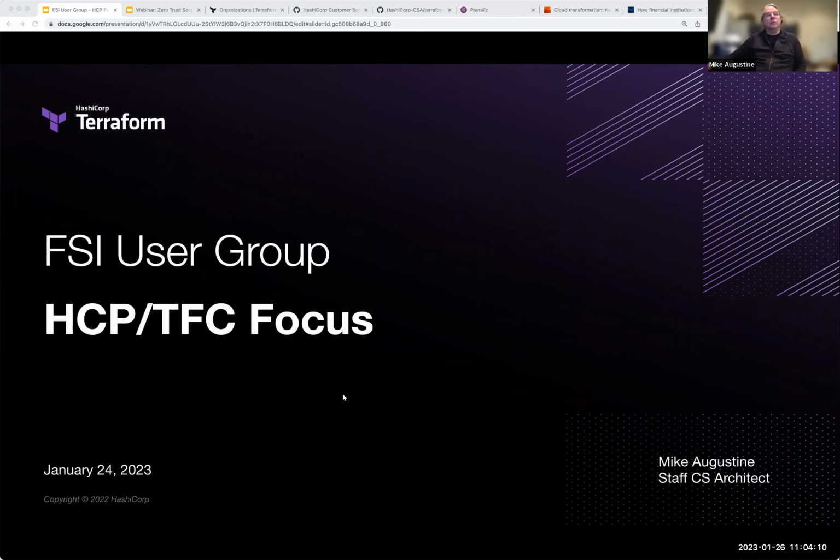So today we're going to talk about our HashiCorp Cloud Platform, and particularly Terraform Cloud, the commercial offering being Terraform Cloud for Business. And we want to talk about that in perspective to financial services and what is going on in the industry and using these products. I want to give you a good overview of what Terraform Cloud is as well.